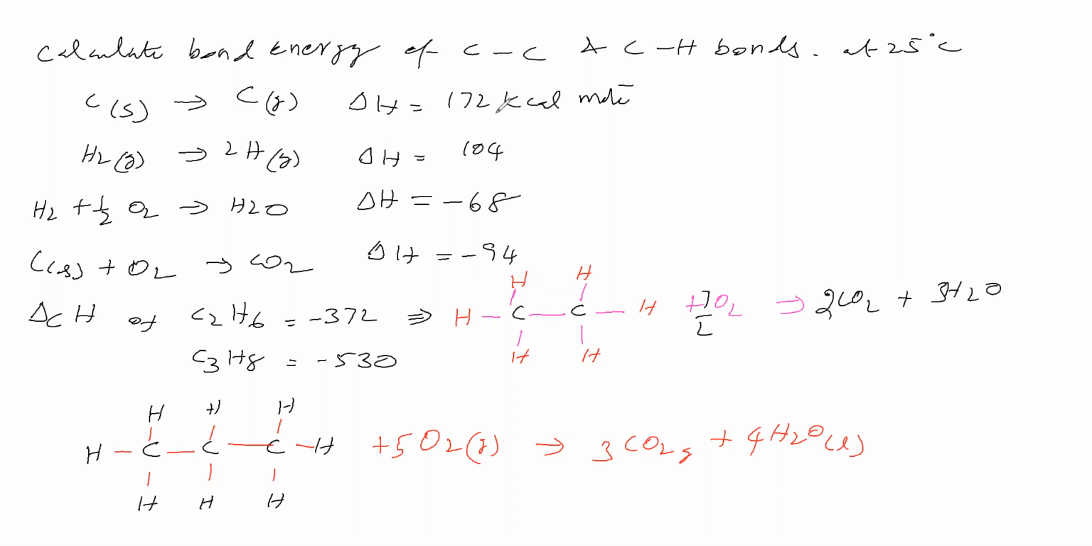Now, what are the given data? These are the given data. First, suppose we are taking ethane. We want the C-C single bond; in ethane, a C-C single bond is present. So let us take this equation. This first equation we will take as it is.